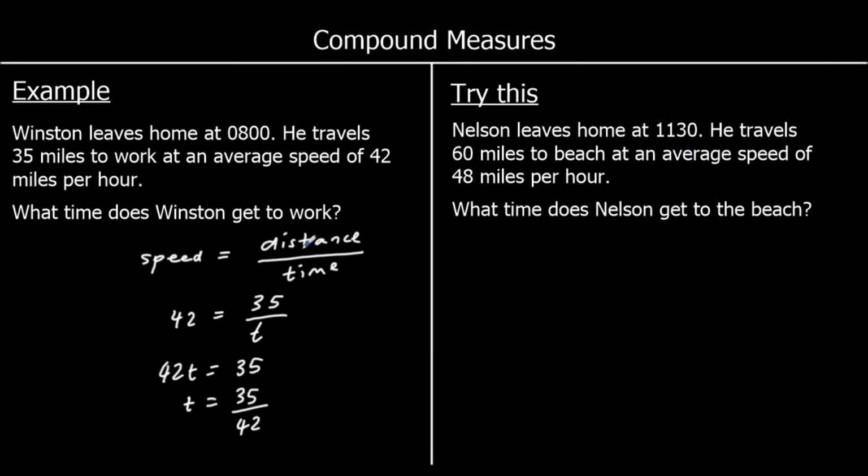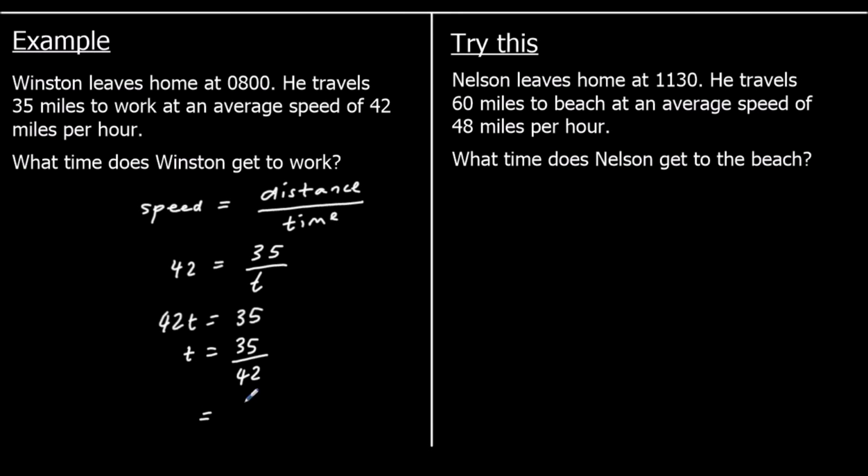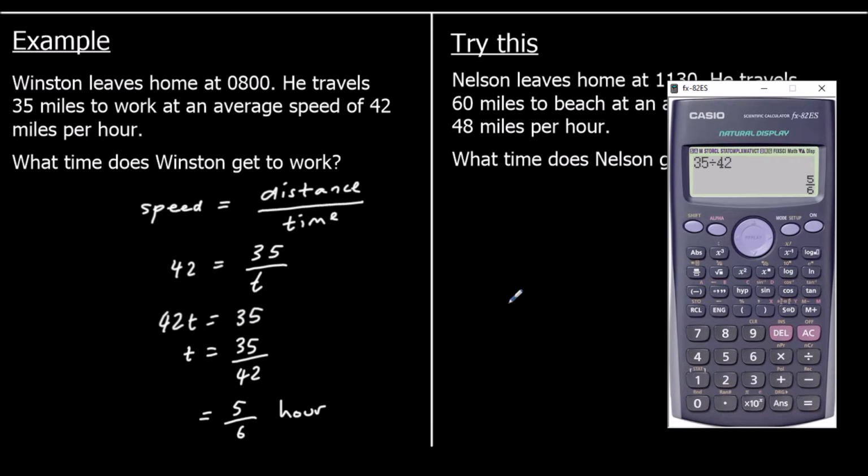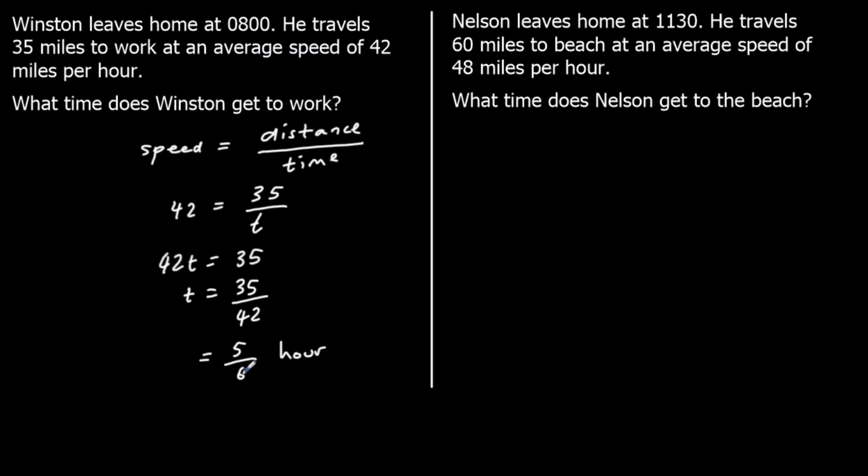And what is that? So we had miles per hour, so the units for time are hours. So that's 5/6 of an hour. How many minutes is that? We can either multiply it by 60 or press the time button on the calculator, and that gives us 50 minutes. So 5/6 of an hour is 50 minutes. If he left home at 8 o'clock, he took 50 minutes to get to work. It must be 8:50.